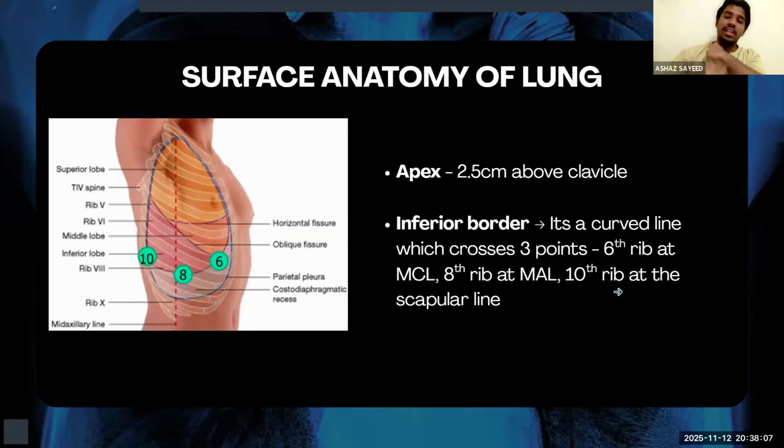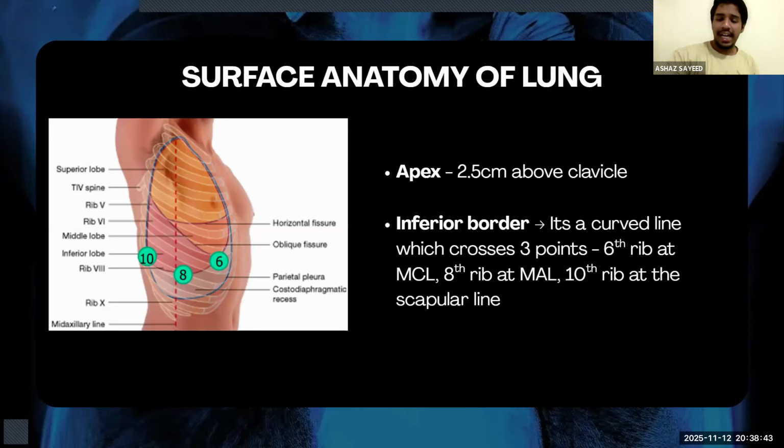Now apex is a point, but a border is never a point. A border is like a line, all right? So this line basically connects 3 points. So you have point A, point B, point C. This line connects these 3 points. That's your border. So your point A, your first point, is going to be at the 6th rib, mid-clavicular line. MCL means mid-clavicular line. So you have your clavicle, you go to the center of it, you draw a line down up until the 6th rib. Okay, something around here. So this is point A.